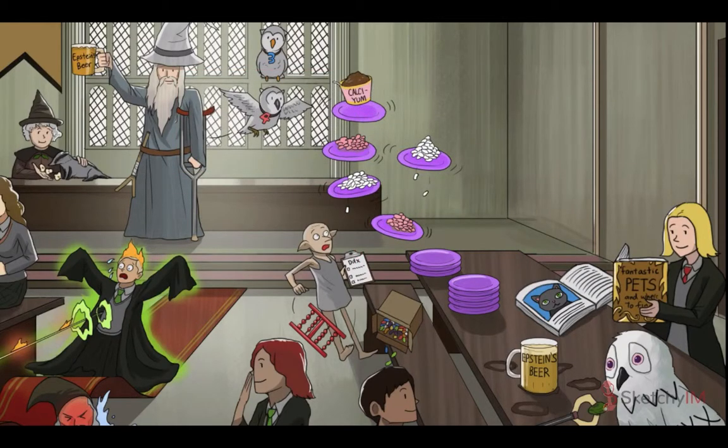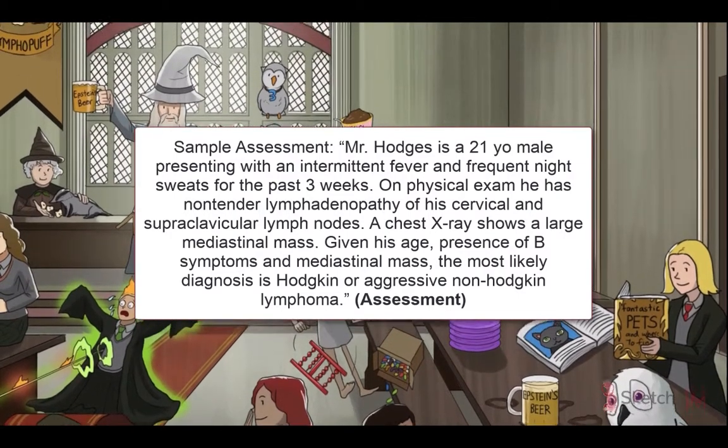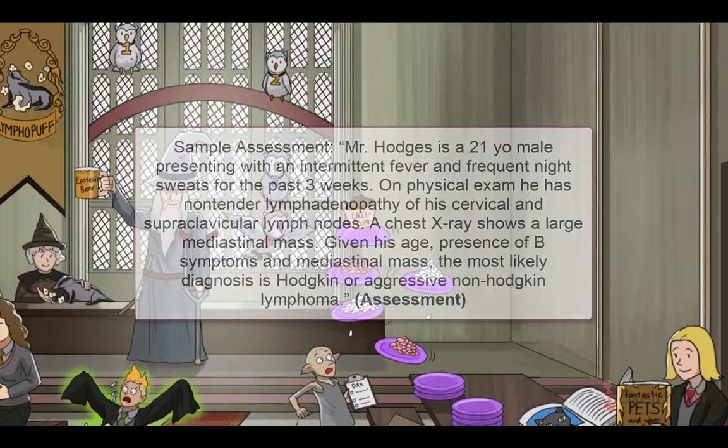Now let's summarize the clinical presentation of Hodgkin lymphoma in a sample assessment statement. Mr. Hodges is a 21-year-old male presenting with an intermittent fever and frequent night sweats. On physical exam, he has non-tender lymphadenopathy of his cervical and supraclavicular lymph nodes. A chest x-ray shows a large mediastinal mass. Given his age, presence of B symptoms, and mediastinal mass, the most likely diagnosis is Hodgkin or aggressive non-Hodgkin lymphoma.